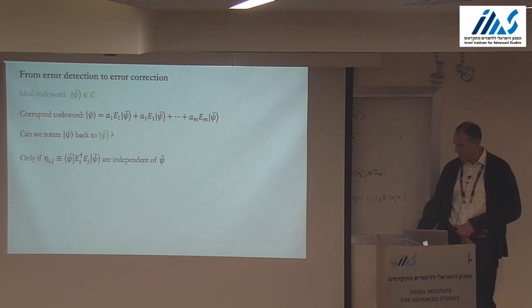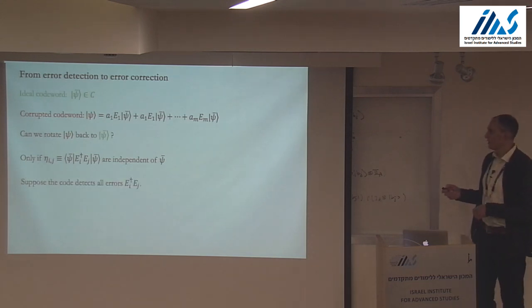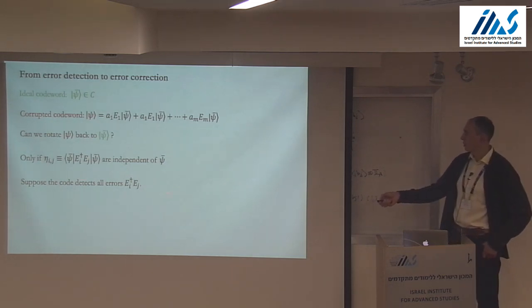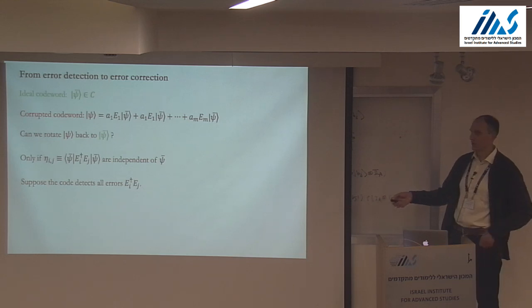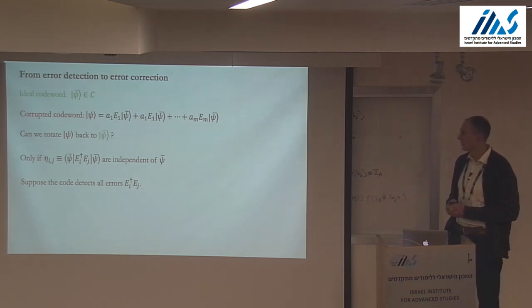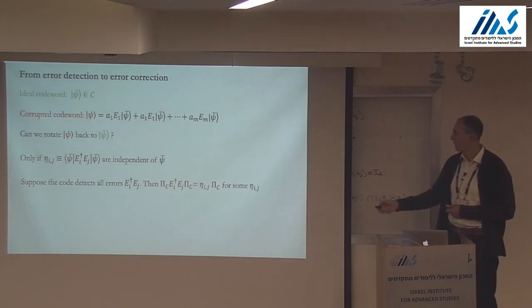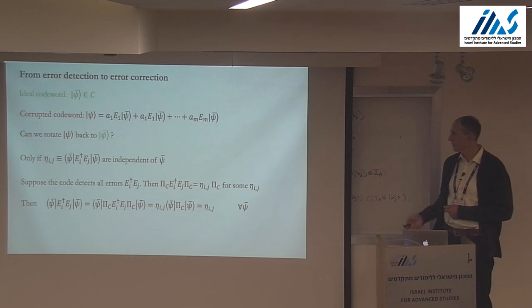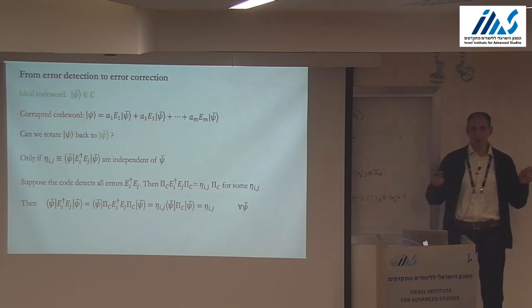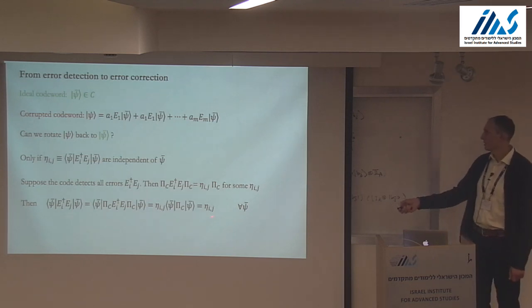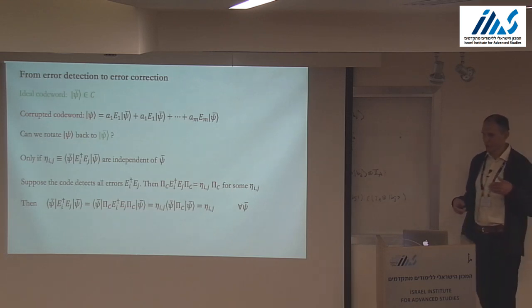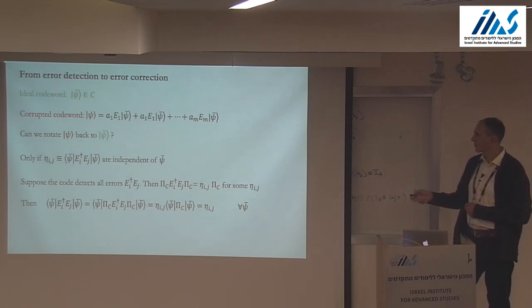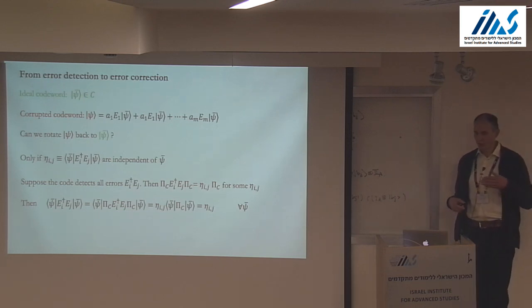Yes, so this is what I just said. And let's assume that our code detects all errors of this type. So when we take a product of any pair of errors i and j, if this is the case, then we have this error detection condition, and we can compute this matrix of inner products between corrupted code words and use this error detection to confirm that it is independent of the input code word. So this error detection condition is necessary for error correction.